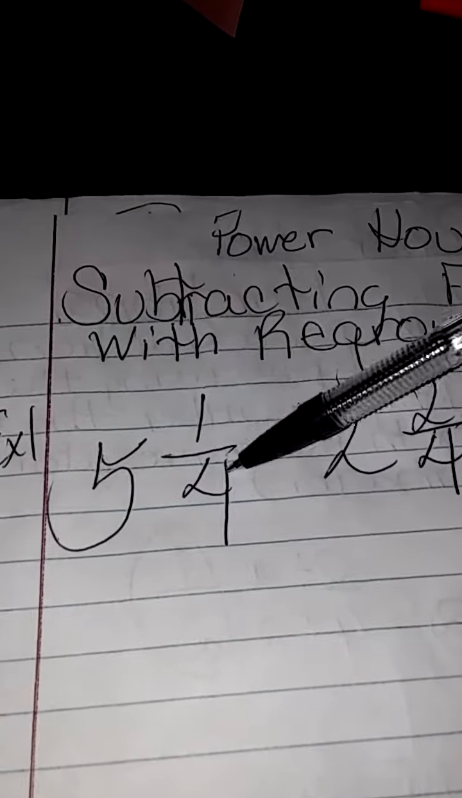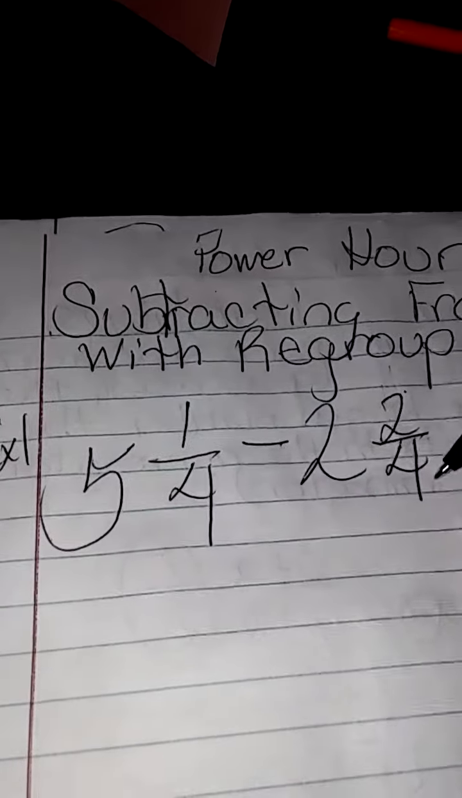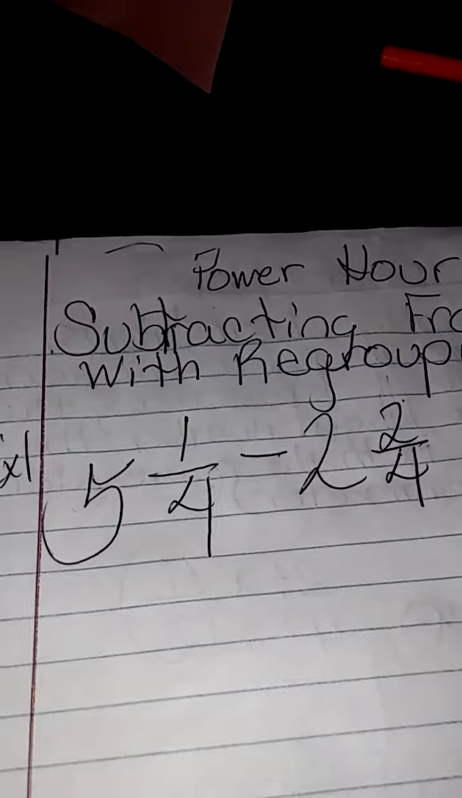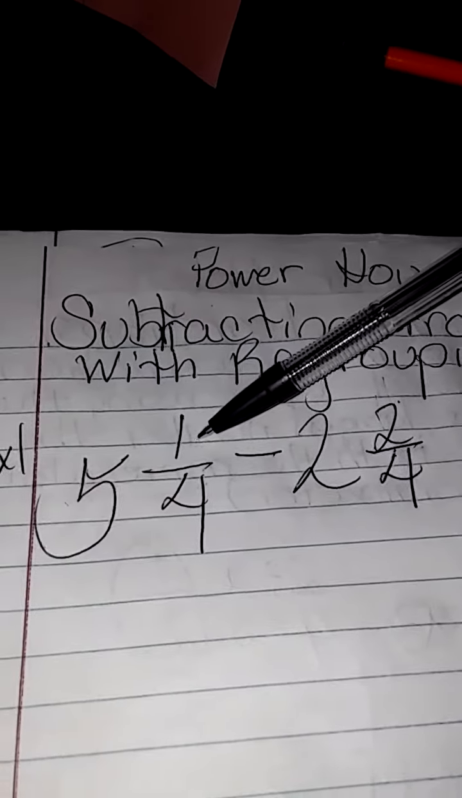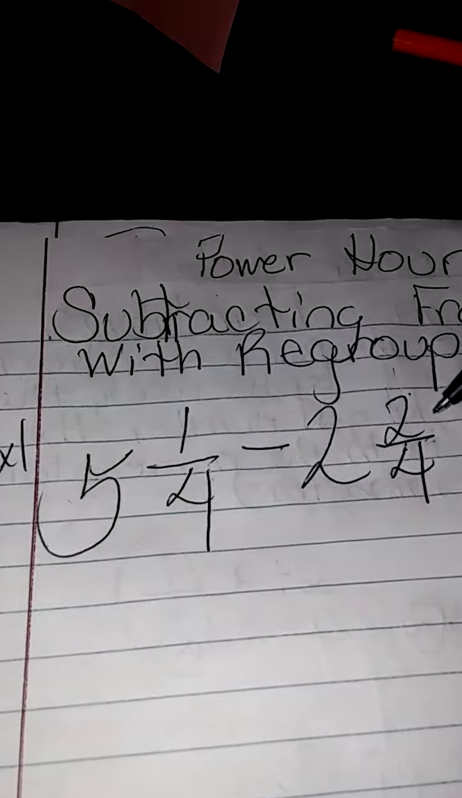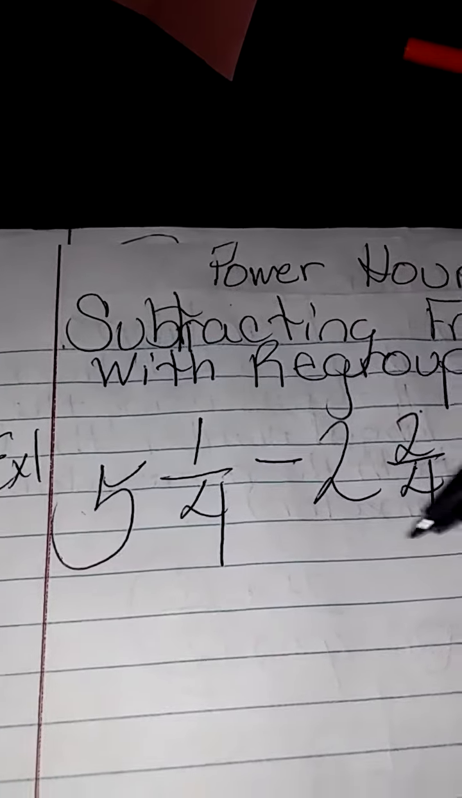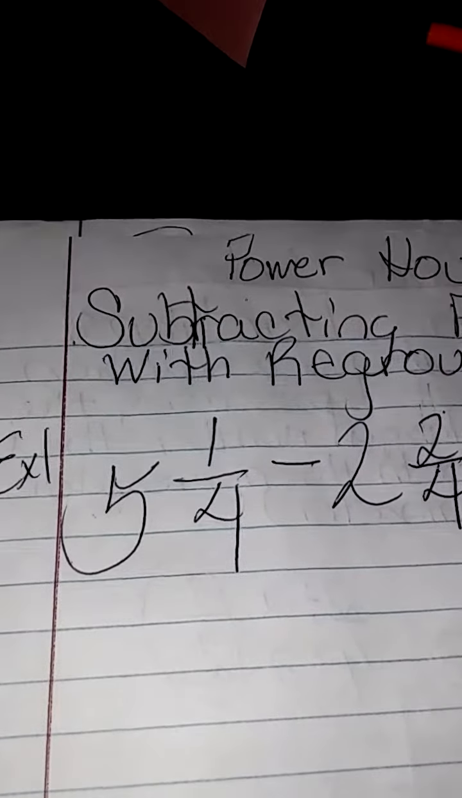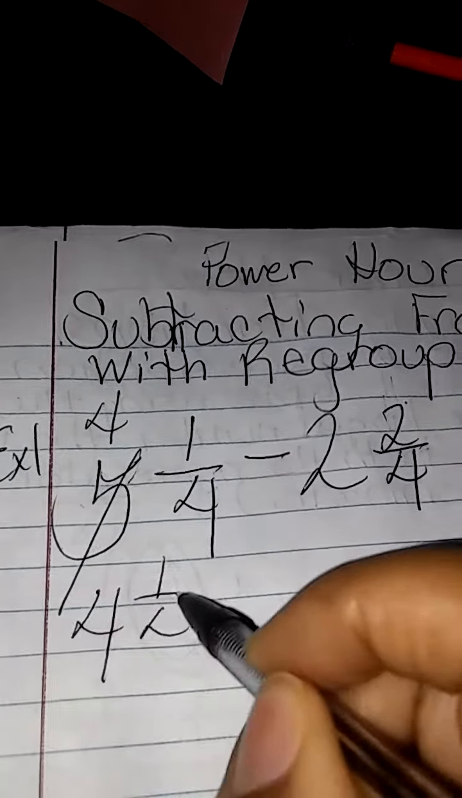The first thing I am looking at are my denominators to see if they're like or unlike, and they are like, which means I can just subtract straight across. So if you look at the numerators, 1 minus 2, I can't do that. If I put up one finger, I cannot take 2 from 1. So that means I have to borrow from this whole number. When I borrow 1, that's going to make that a 4. So I have 4 and 1/4.